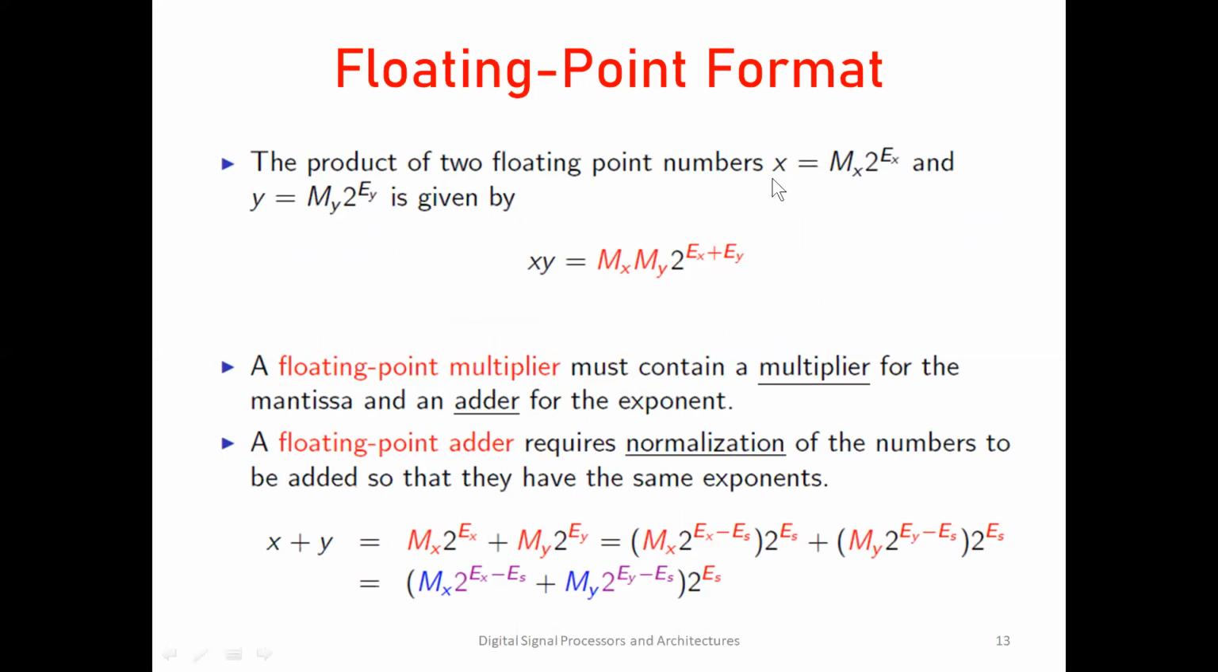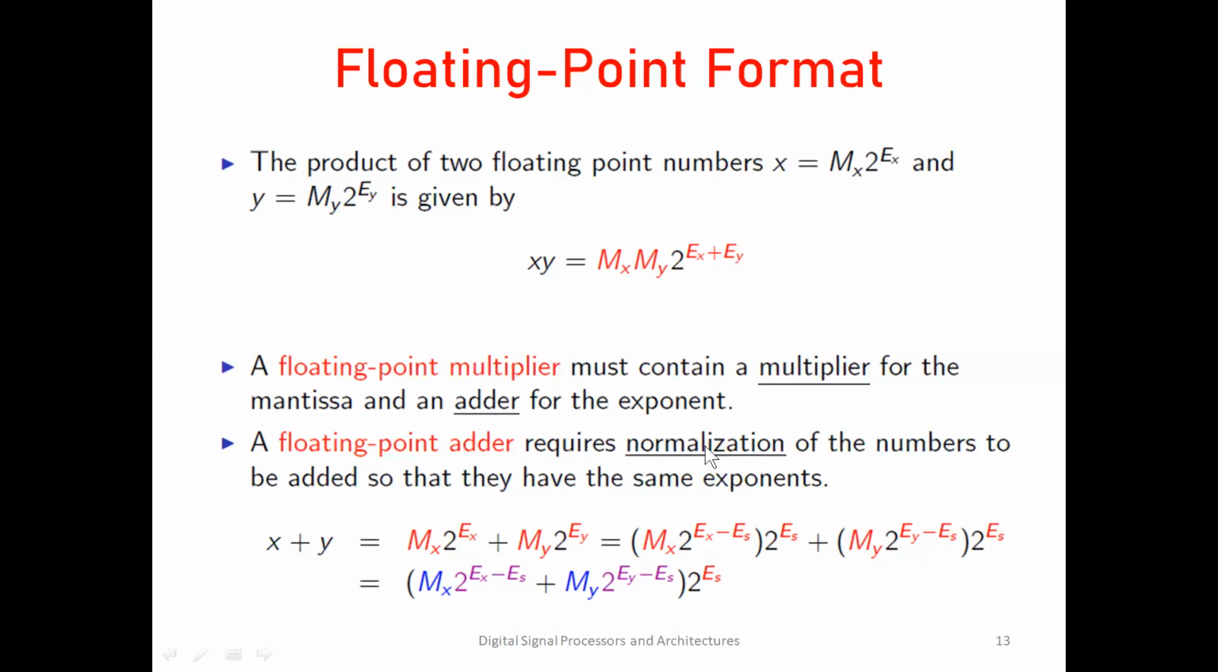So when I want to do the multiplication of x and y, it becomes x into y, so mx my 2 power ex plus ey. This shows that for a floating point multiplier, we require a multiplier for multiplying the mantissa, and an adder for adding the exponents. And also, whenever we talk about a floating point adder, we basically require to do the normalization of numbers, because whenever you want to add two numbers which have exponents, you can do the addition only if both of them have the same exponents.